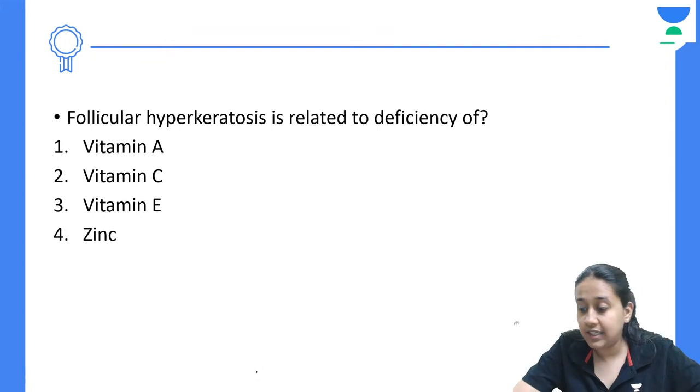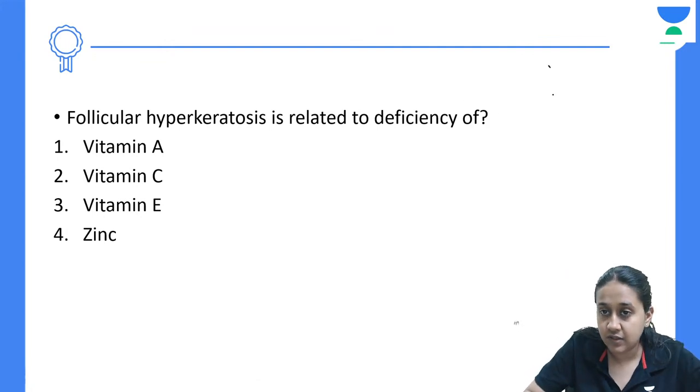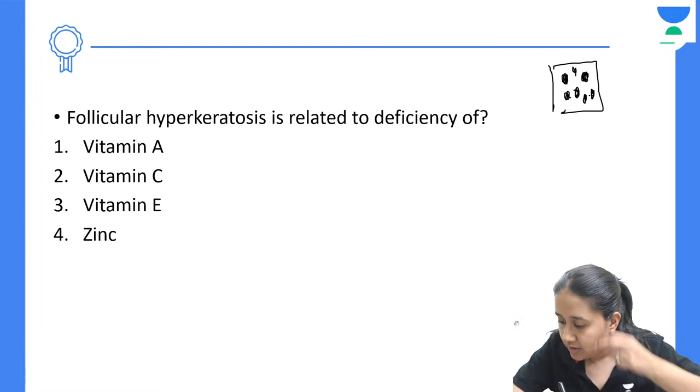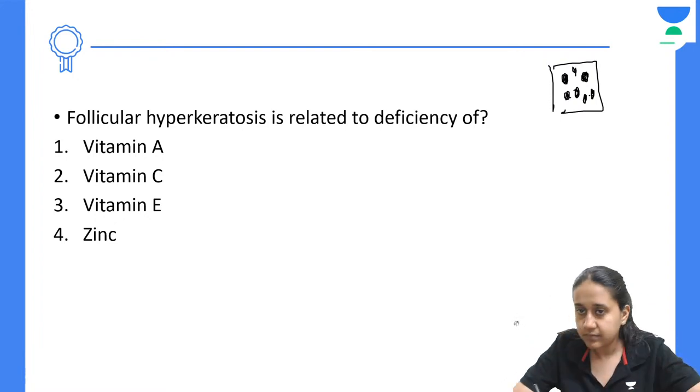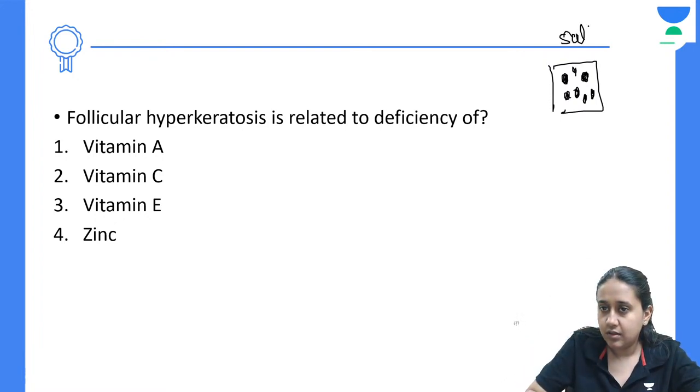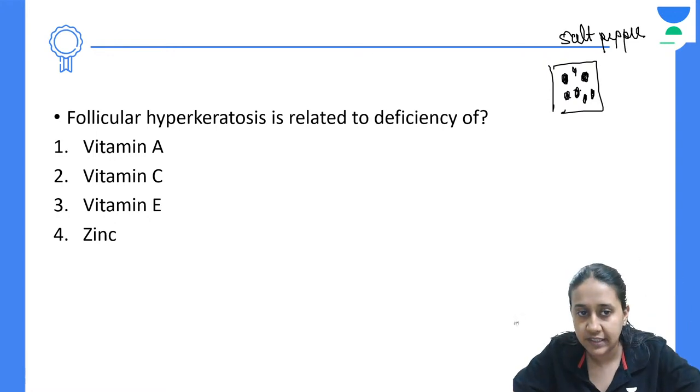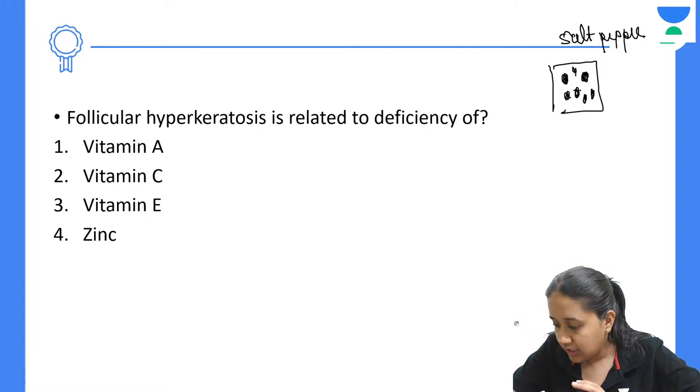Confetti means what? If this is the skin, you will see a hyperpigmented, salt-and-pepper-like appearance. This is known as confetti pigmentation. Understood, Kiran? Salt-pepper-like, you have drops of hyperpigmentation known as confetti-like pigmentation. If this is clear, I want a thumbs up from you, Kiran.